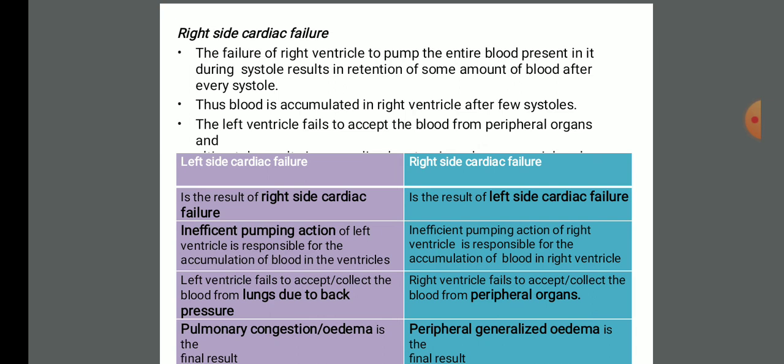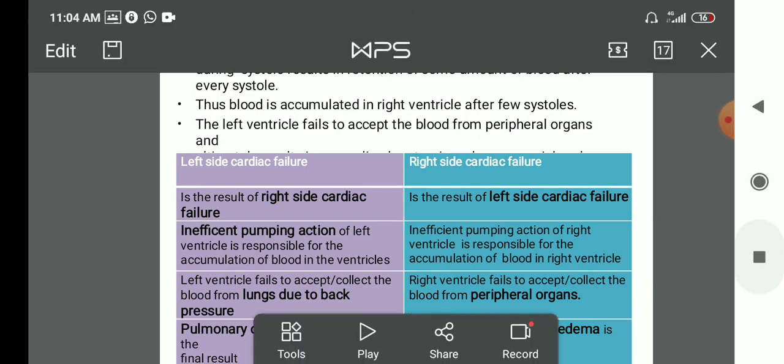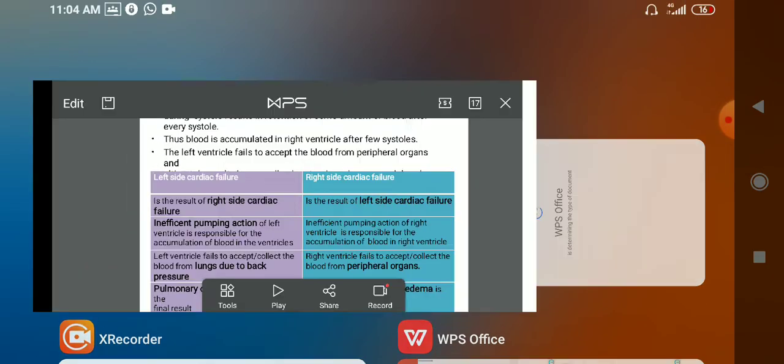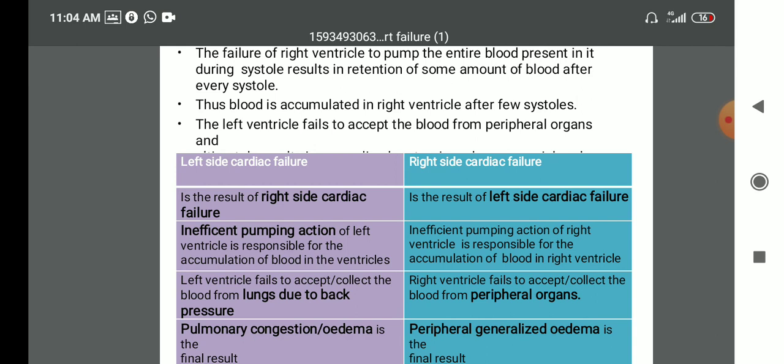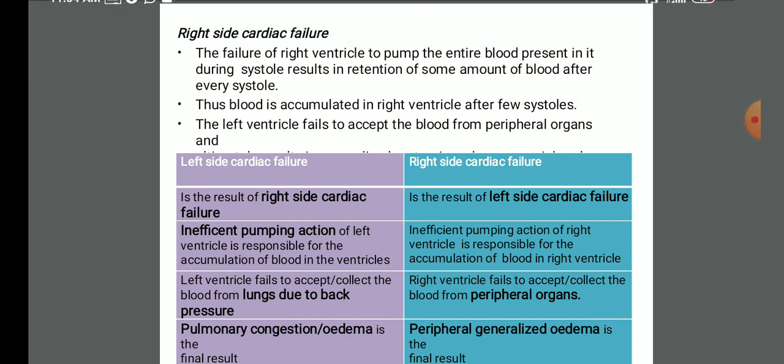Now we'll see the difference between left side cardiac failure and right side cardiac failure. Left side cardiac failure is the result of right side cardiac failure, and right side cardiac failure is the result of left side cardiac failure. In left side cardiac failure, inefficient pumping action of the left ventricle is responsible for the accumulation of blood in the ventricle.